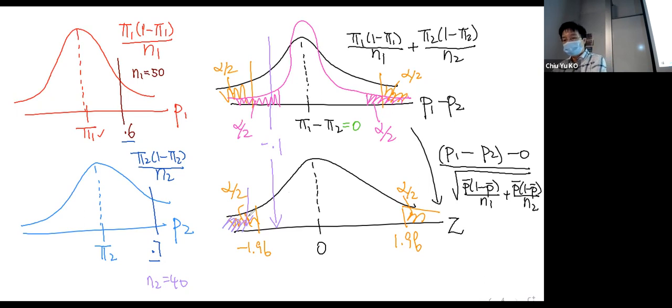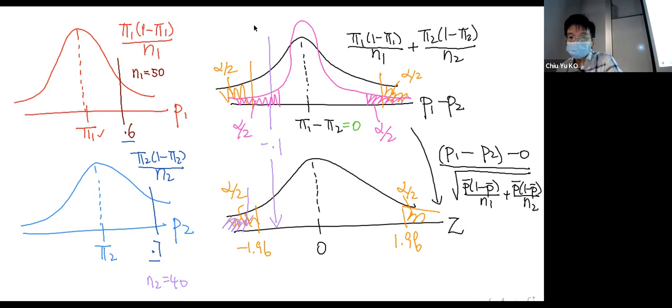So first we need to calculate the P bar. And then you can transform the negative 0.1, the difference between the proportions, into the Z dimension, and then see whether it's bigger than 1.96 or not, or you can check the p-value, because the critical value is 1.96 for alpha equal to 5%. So let's actually check it out.